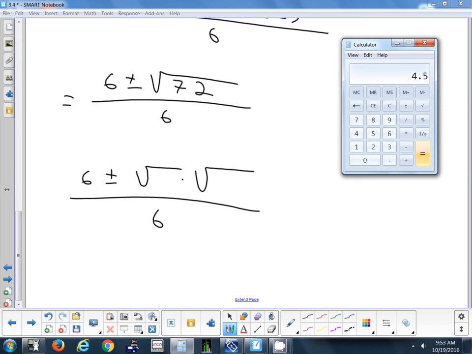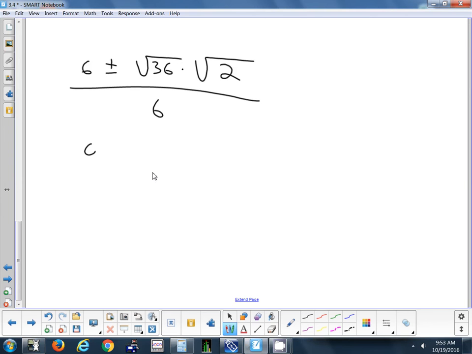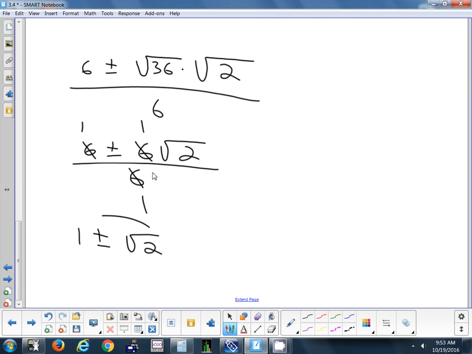12. 12 is not a perfect square. So 1, 4, 9, 16, 25, 36. Yeah. 36. If you write it as 36 times 2, which is 72, what's the square root of 36? 6. Plus or minus 6 root 2 over 6. And what can I cancel from everywhere? 1, 1, 1. Okay. So your final answer is 1 plus or minus square root of 2.